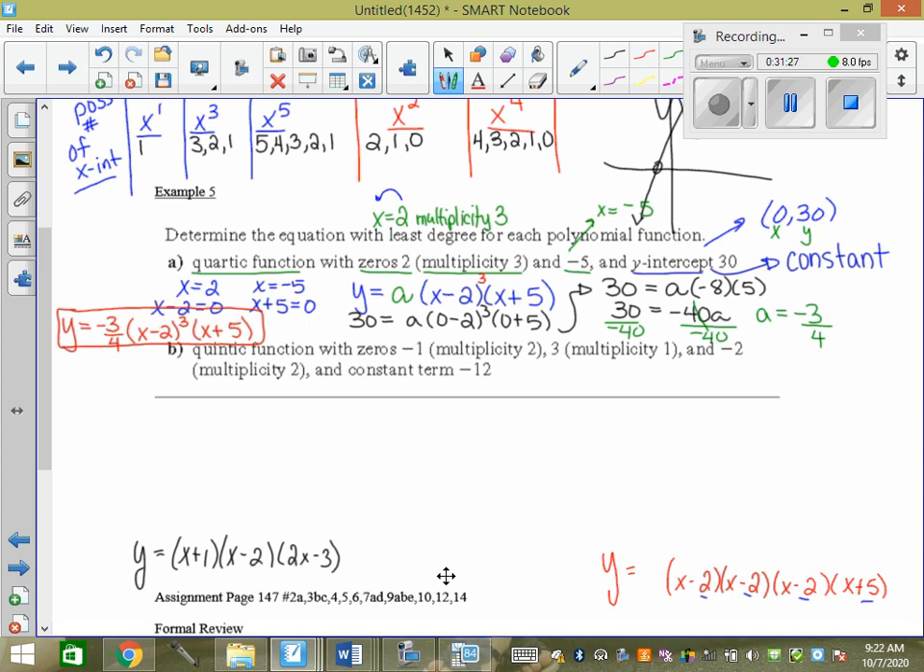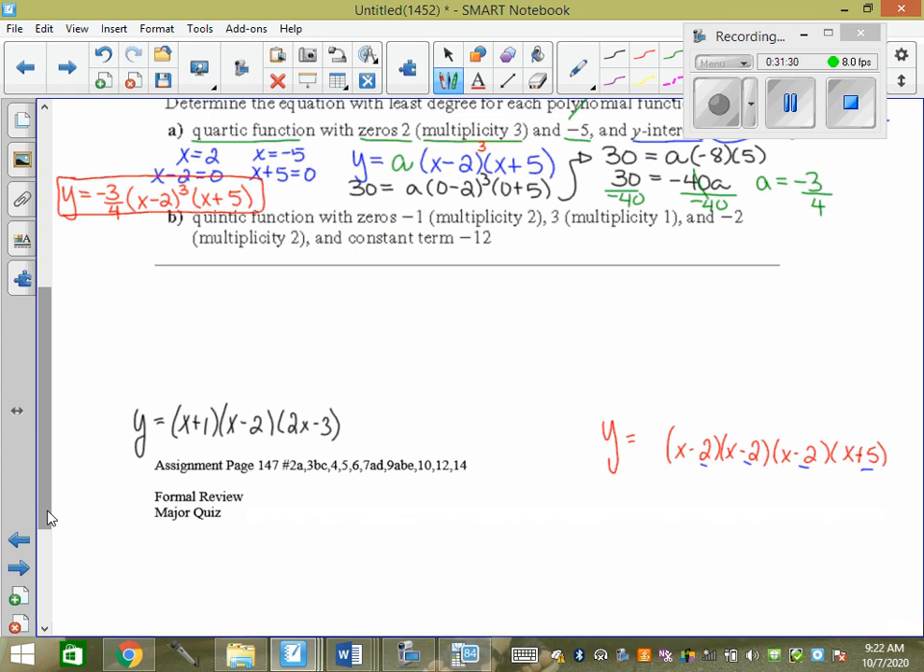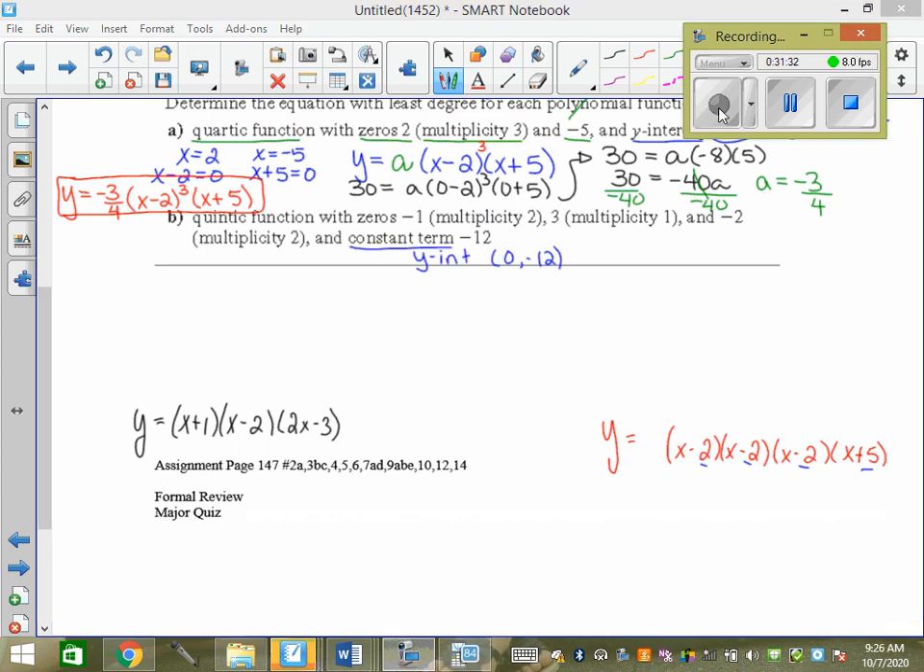Okay? I'm going to get you guys to try B, and then we're going to go to the big kahuna question on a separate sheet of paper. So a reminder that when it says constant term in one of these questions, I gave you the y-intercept, right? Just so fancy that they can say that. A quintic function, so that's degree 5. X equals negative 1, multiplicity 2. X equals 3, multiplicity 1, which I don't need to write. And x equals negative 2, multiplicity 2.